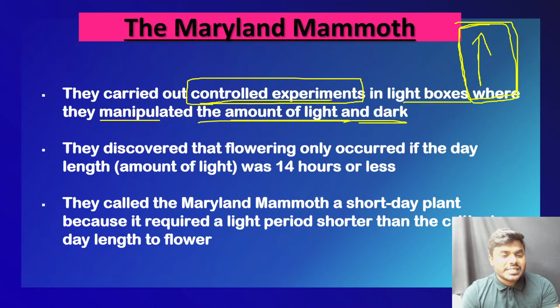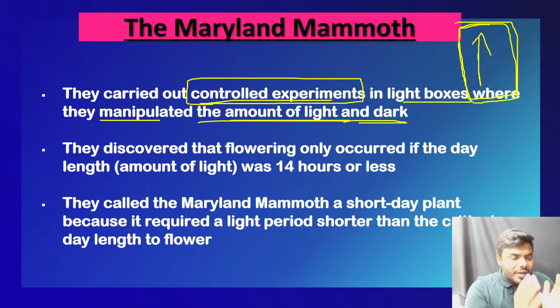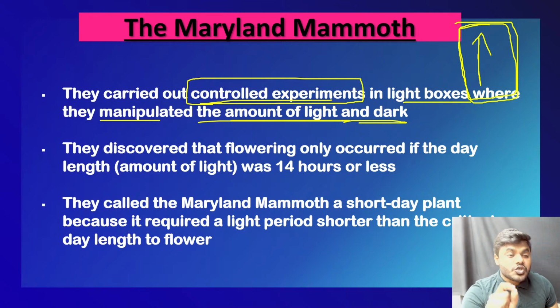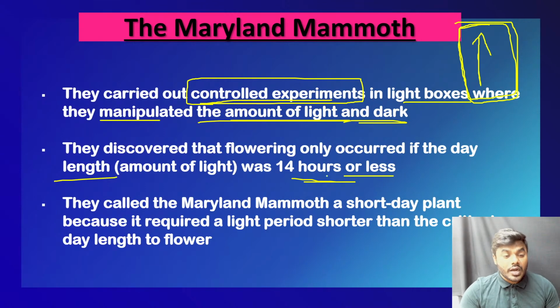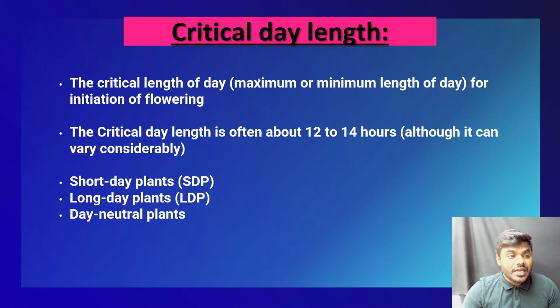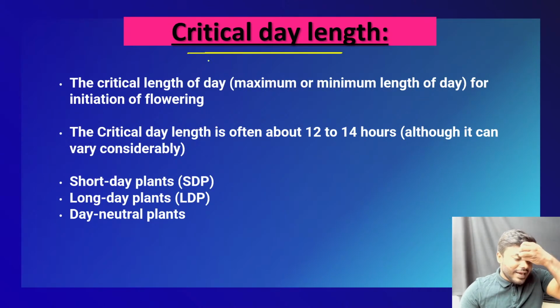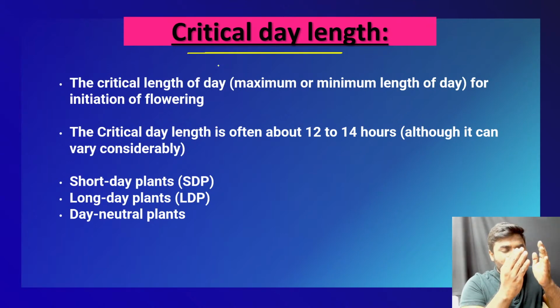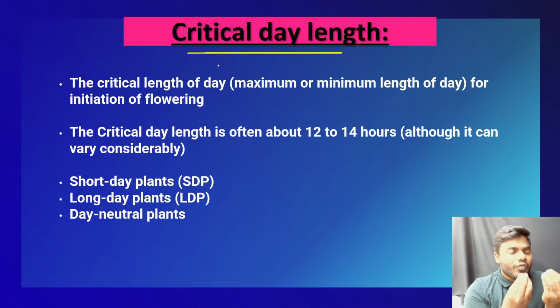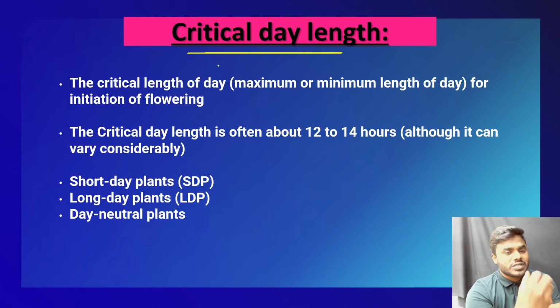Now finally, friends, they understood, every student listen to my words carefully: if the plant wants to flower, minimum they require a day length of 14 hours or less. 14 hours or less is the minimum amount of daylight that is required for the plant to flower. So that is what we call the critical day length. Everyone try to understand the definition of the critical day length. Critical day length means how much maximum light or how much minimum light is required for the plant to initiate the process of flowering.